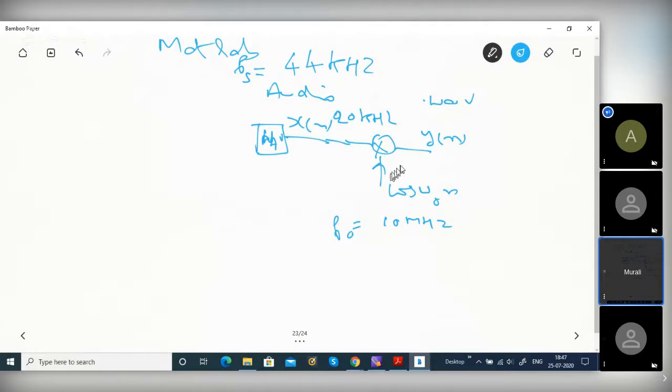Mixer. RF mixing, right? Modulation. Y of n is got. Then y of n, one minute. So what is this actually? This is AM, amplitude modulation actually. AMSC, suppressed carrier. There is no carrier actually. Y of n will not have carrier actually.